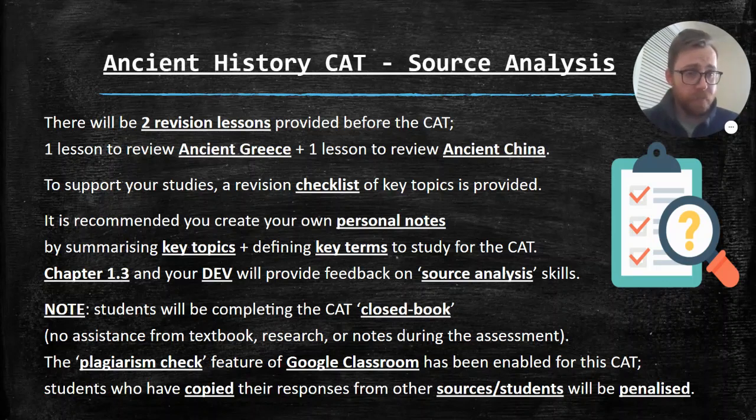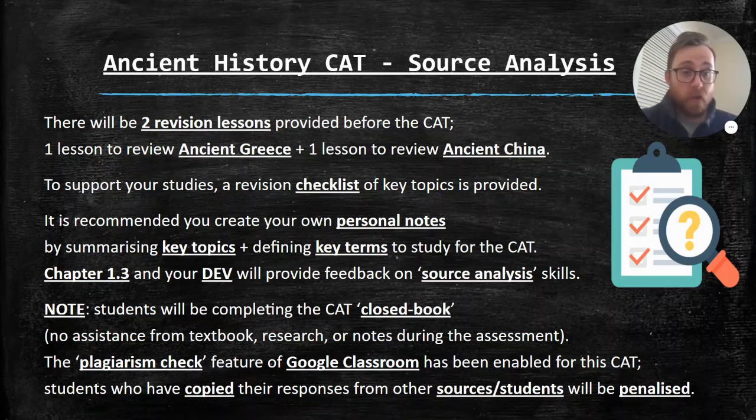It will be using the same skills that we've used in the ancient Australia dev. So source analysis, those sort of questions, you will see them on the CAT. But you're not going to be asked about Indigenous Australians in either of those 2 CATs. So one lesson for Greece, one lesson for China. To support your studies, instead of just throwing the textbook at you and expecting you to study the whole thing, a revision checklist is provided on the next slide.